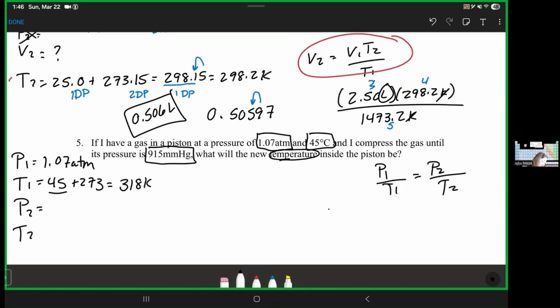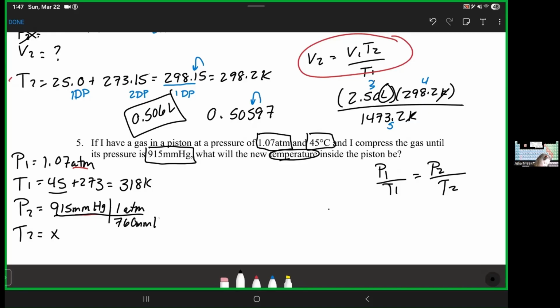And my second pressure is 915 millimeters of mercury. We're looking for that temperature. Okay, so you see your 2 pressures are in different units. They have to be in the same units. So you need to either convert atm to millimeters of mercury or millimeters of mercury to atm. We always go to atm, so that's the one I'm going to do because that's just the easy one.